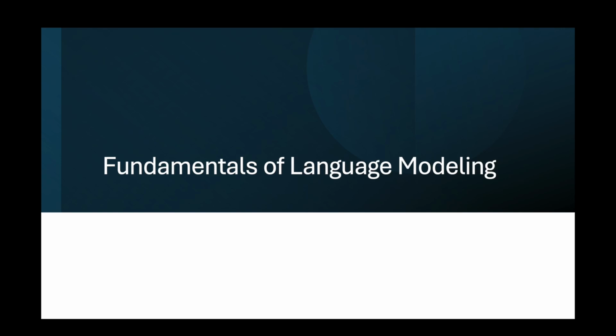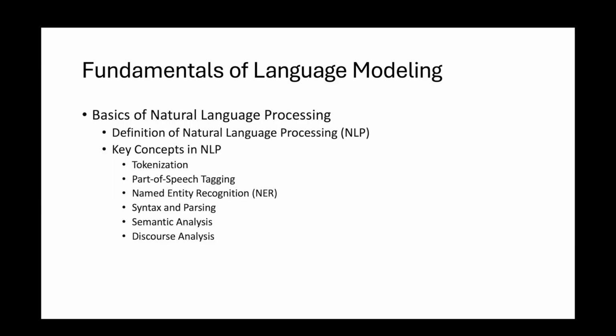Fundamentals of language modeling. Basics of natural language processing. Definition of natural language processing, NLP. Natural language processing, NLP, is a branch of artificial intelligence, AI, that focuses on enabling computers to understand, interpret, and generate human language in a way that is both meaningful and contextually appropriate.